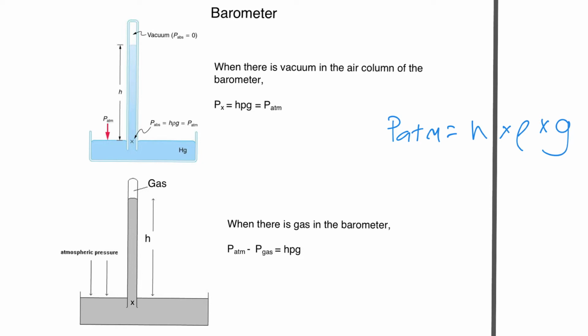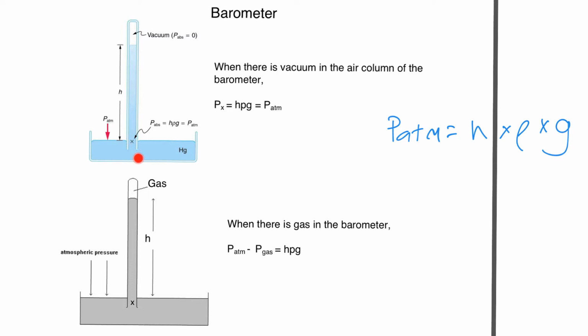But how many of us know how they came up with this formula? How did they arrive at this formula? So you need to understand the principle behind a barometer. Now, something is called a Fortin barometer. So in this barometer, what usually happens is inside here is a vacuum.